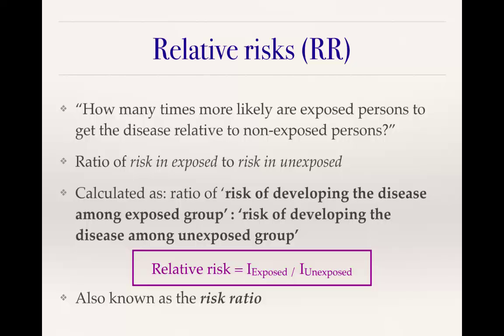So we calculate it as the ratio of the risk of developing the disease among the exposed group to the risk of developing the disease among the unexposed group. Looks very similar to the attributable risk, except instead of it being the difference, we see that it's the incidence in the exposed group divided by the incidence in the unexposed group. And thus we can also call relative risks the risk ratio.